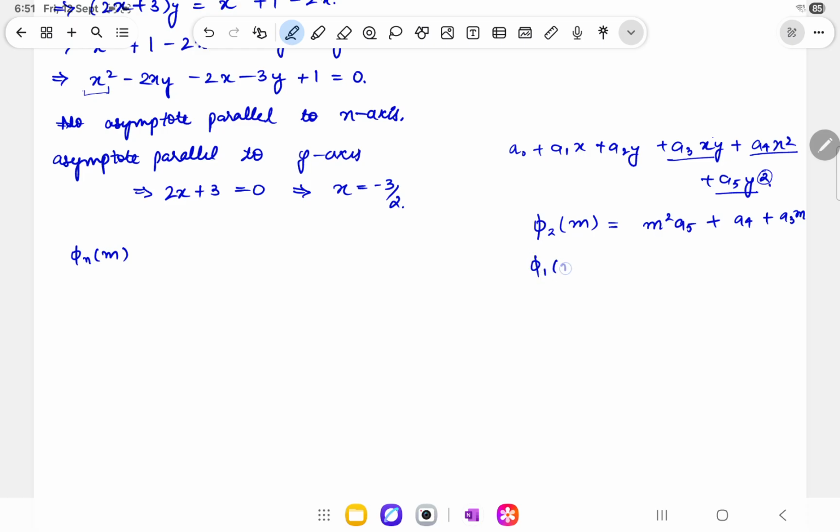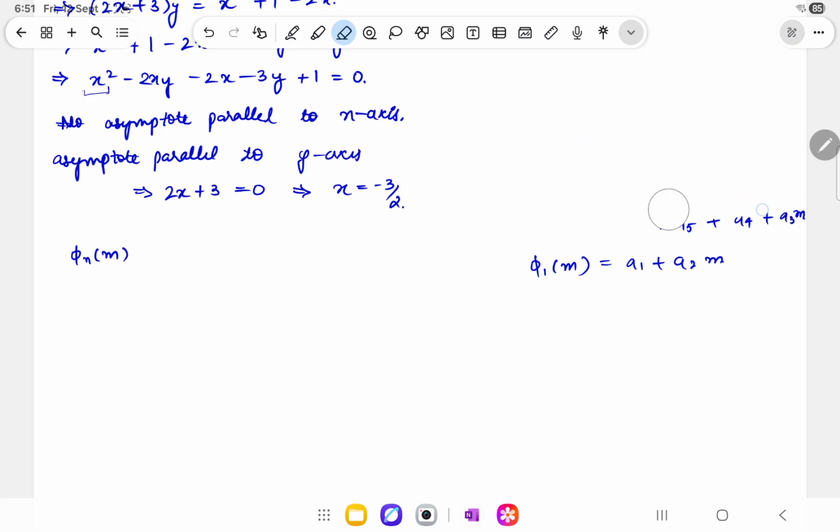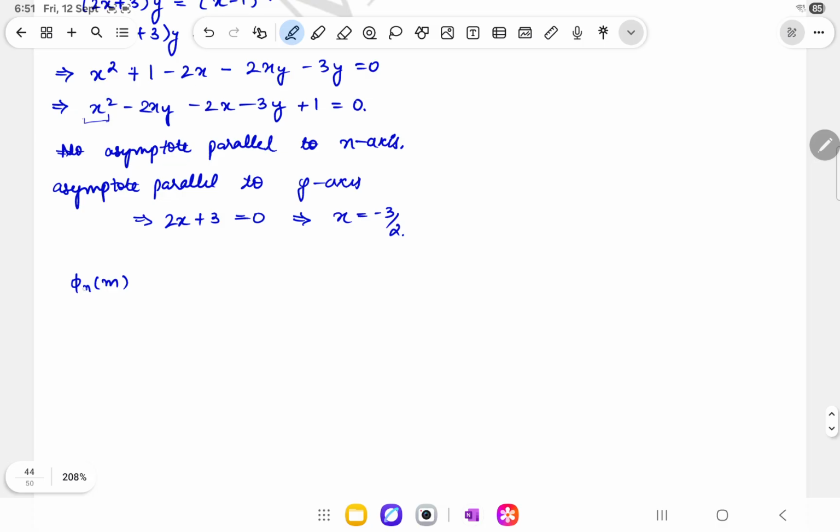Likewise, phi 1 of m will be basically, in these two terms I'll be putting y equals m and x equals 1. So that gives me basically a1 plus a2m. So using this, if I calculate phi 2 of m, phi 2 of m will be basically 1 minus 2m. Likewise, phi 1 of m will be equal to minus 2 minus 3m.